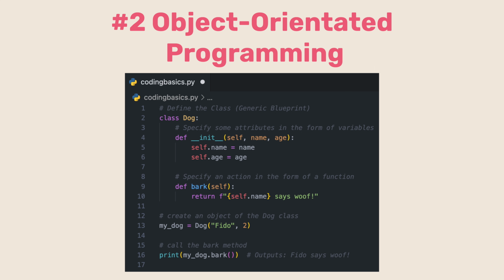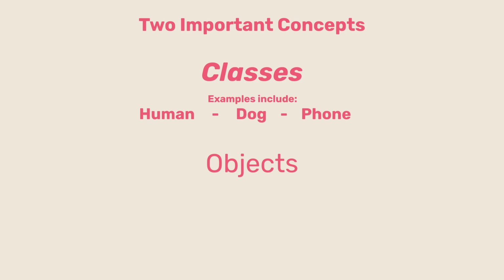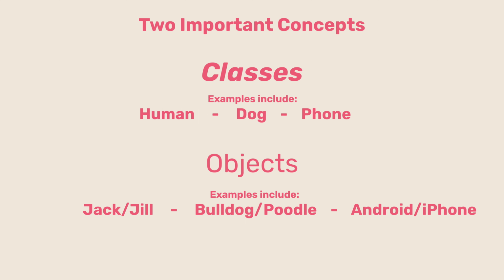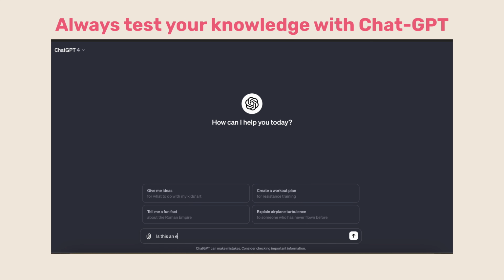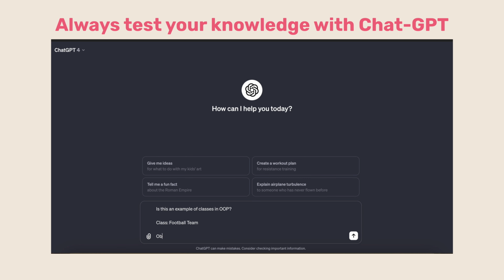Functions like these are used all the time in programming, and we're going to see them a lot in the rest of the course. Next, let's look at object-oriented programming. We'll also be using this a lot in the course. This comprises two main concepts: classes and objects. You can think of classes as blueprints or templates, and specific objects are created from these classes. Examples of classes include human, dog, and phone, and their respective example objects are below. Try thinking of your own class and an object that could be made from that class. Check your answer with ChatGPT.